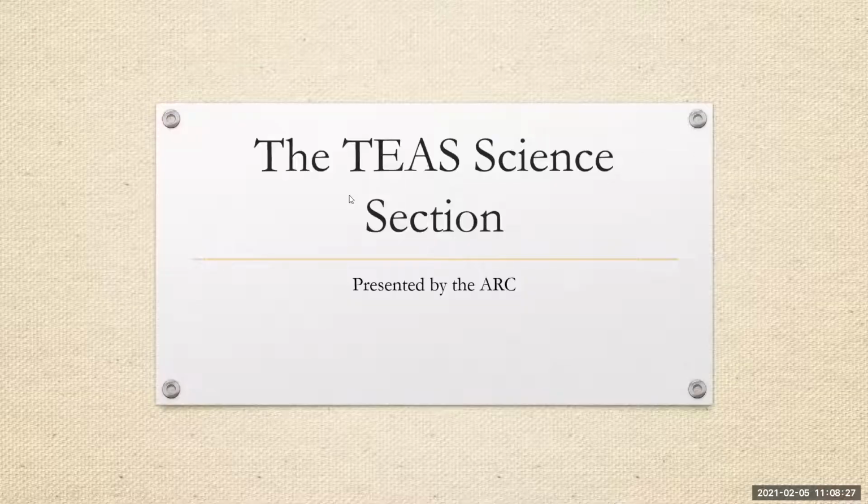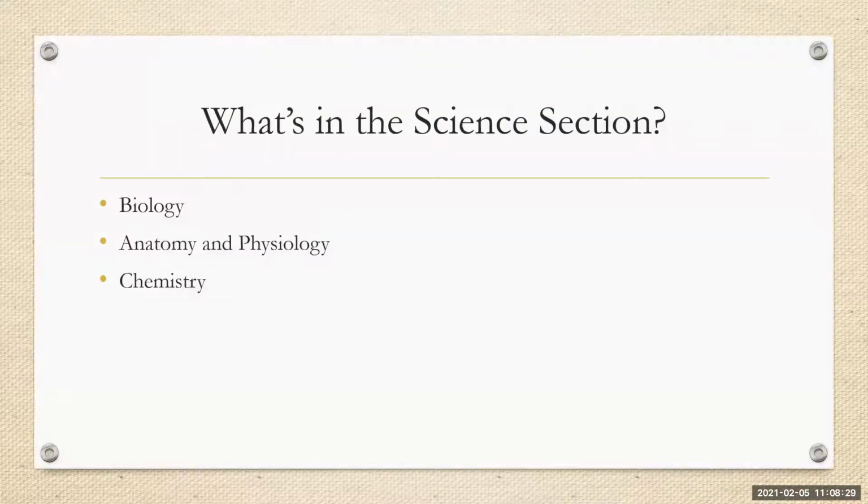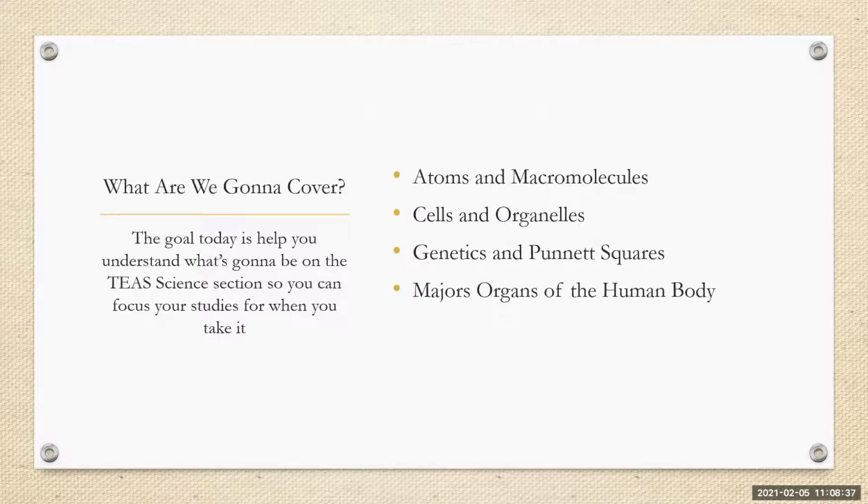Okay. So what's in the science section? On the TEAS, the three big ones you cover in the science section are biology, anatomy and physiology, and chemistry. So what are we going to cover today? Today we're just going to go over atoms and macromolecules, cells and organelles, genetics and Punnett squares, and some of the major organs and systems in the body.